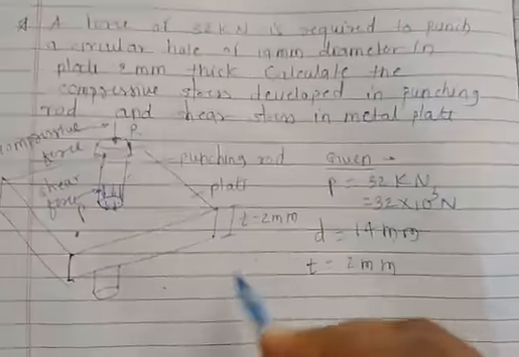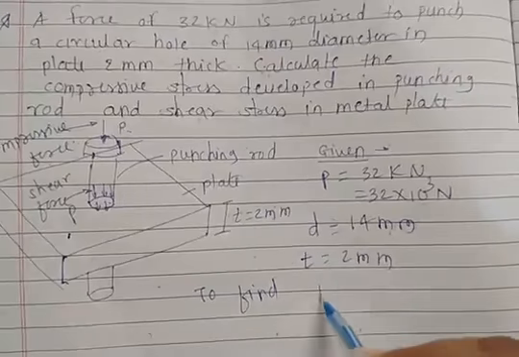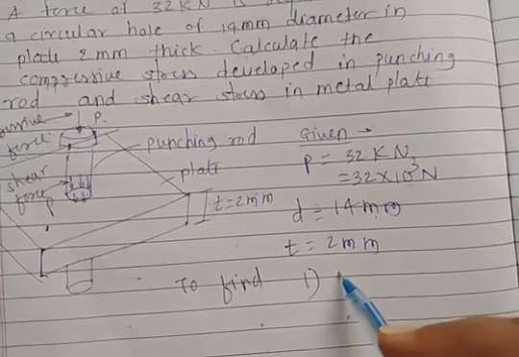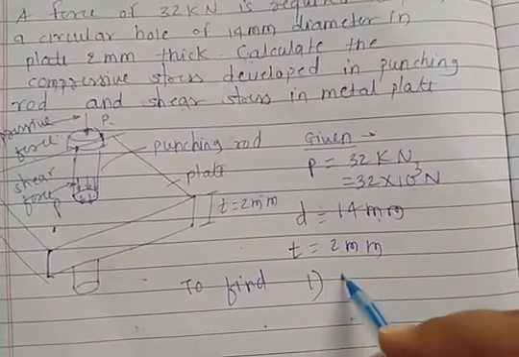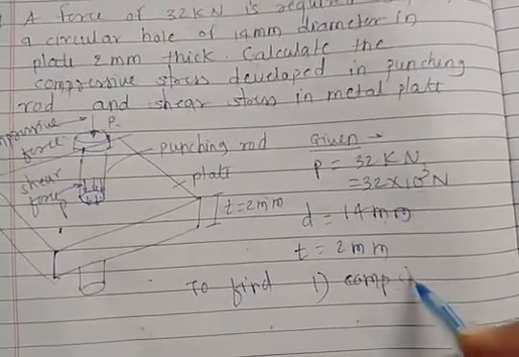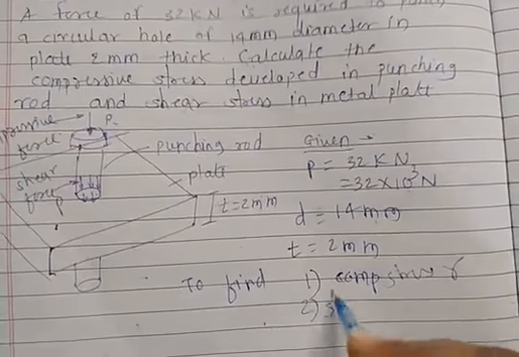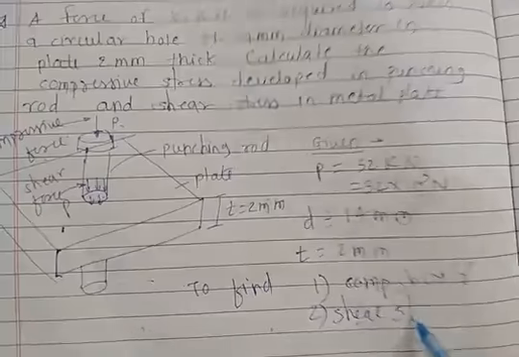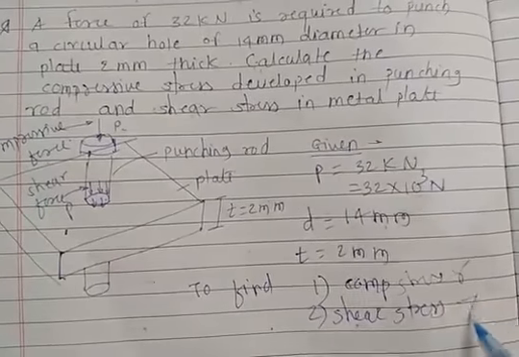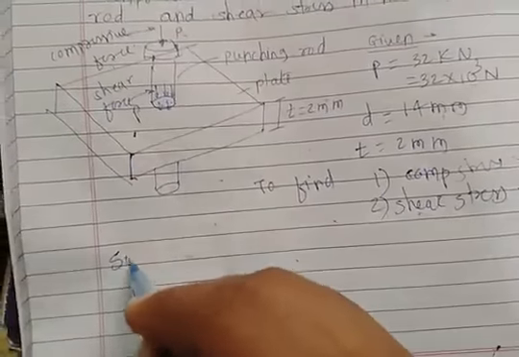We have to find first shear stress and then compressive stress. Okay, so compressive and shear. The compressive stress is denoted as sigma, and the shear stress is denoted by the letter tau, or you can say q. Okay, so the solution is here.